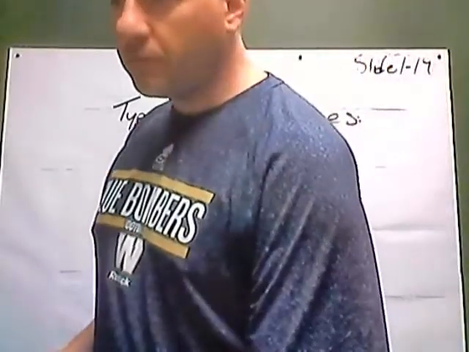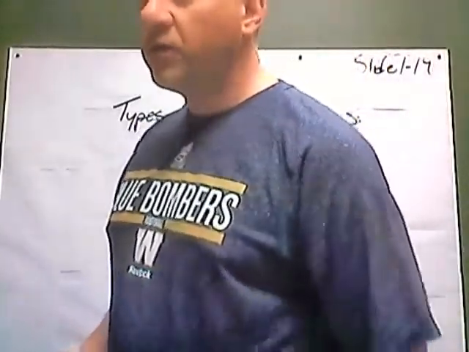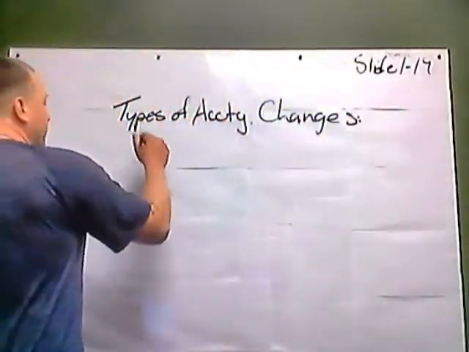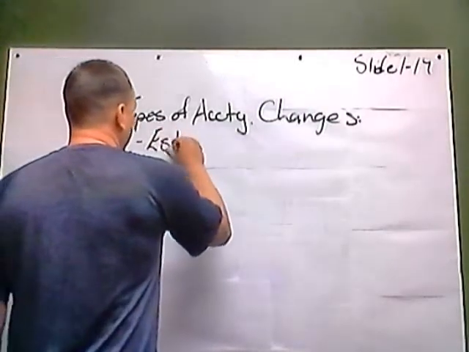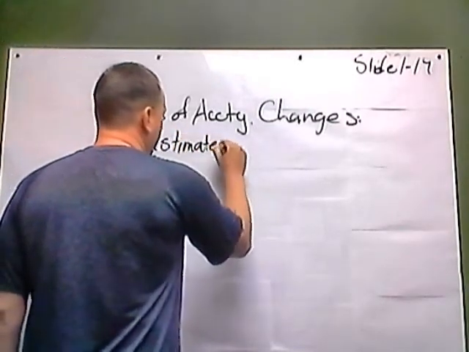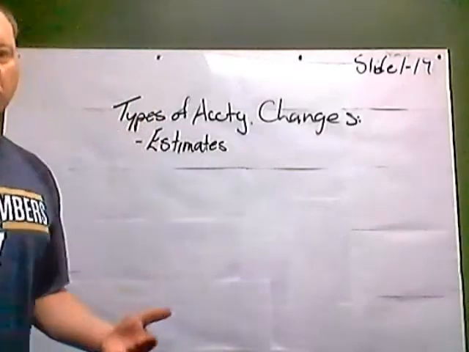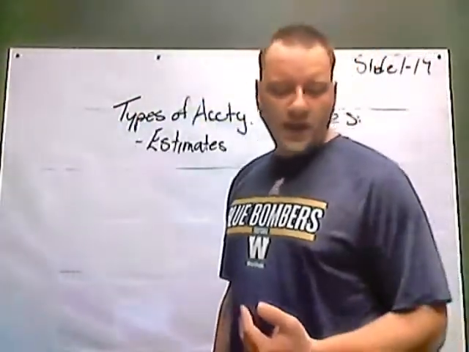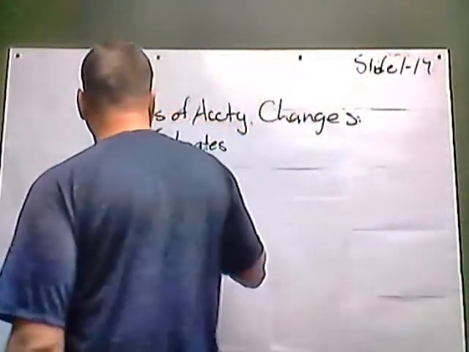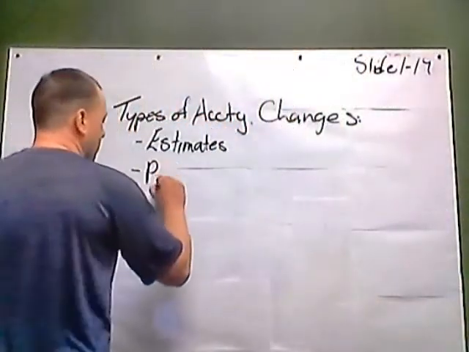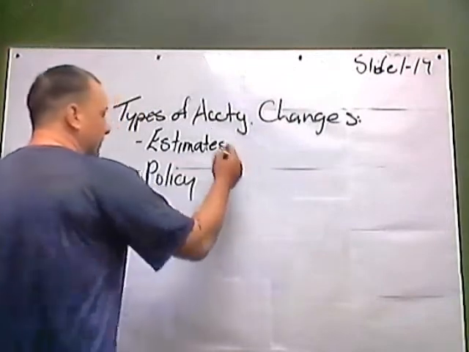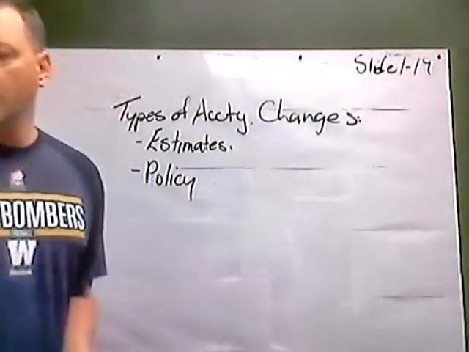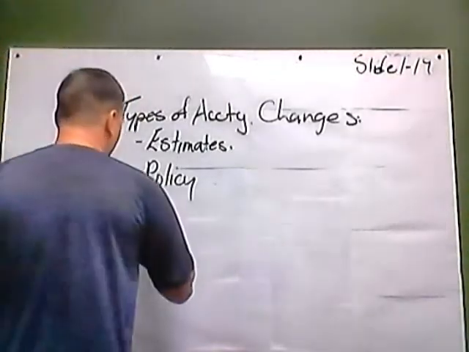We have 3 types of accounting changes. One is estimates, where we might go and change our accounting estimates. We also have changes in accounting policy. These are close, but they're different, and there are different treatments as well. And then we might have error corrections.